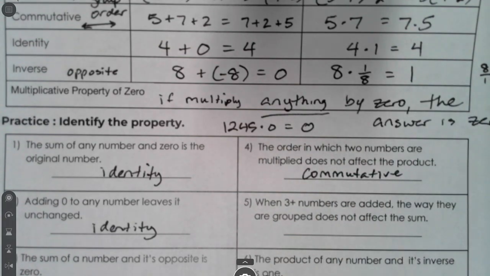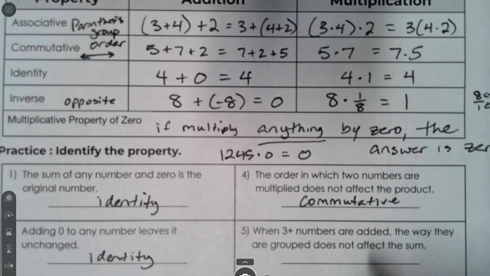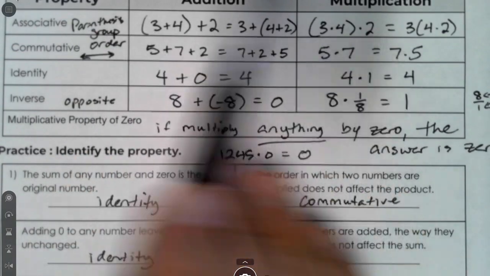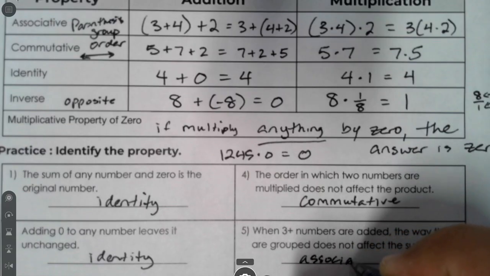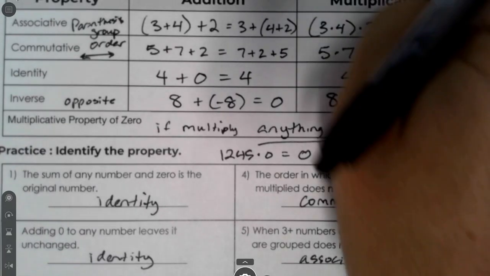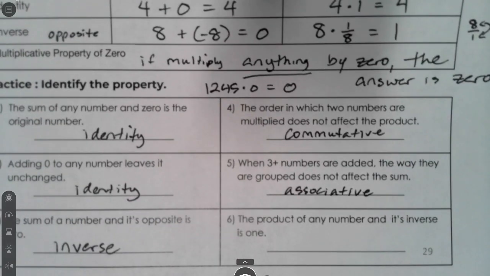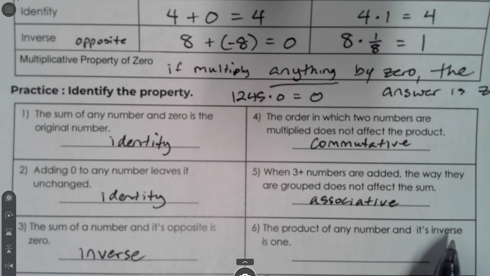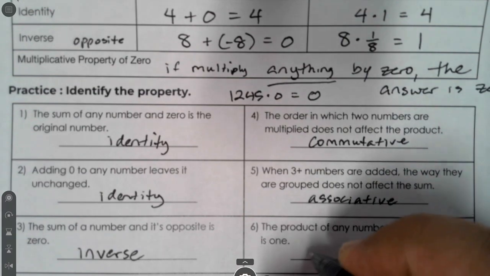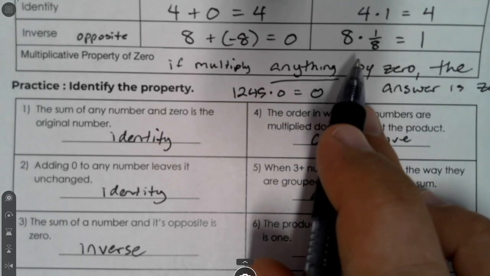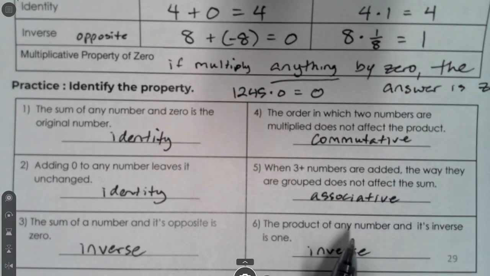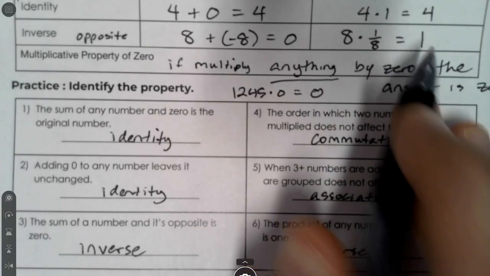When 3 or more numbers are added, the way they are grouped, which we group them with parentheses, does not affect the sum. So that's the associative property. Talking about groups, you can group them differently and the result's the same. That's associative. The last one, the product of any number and its inverse. Wow, that one's so hard. They mention the word inverse. It's inverse. But you also see the product equal to 1. So the product of any number and its inverse is 1. Product equals 1.